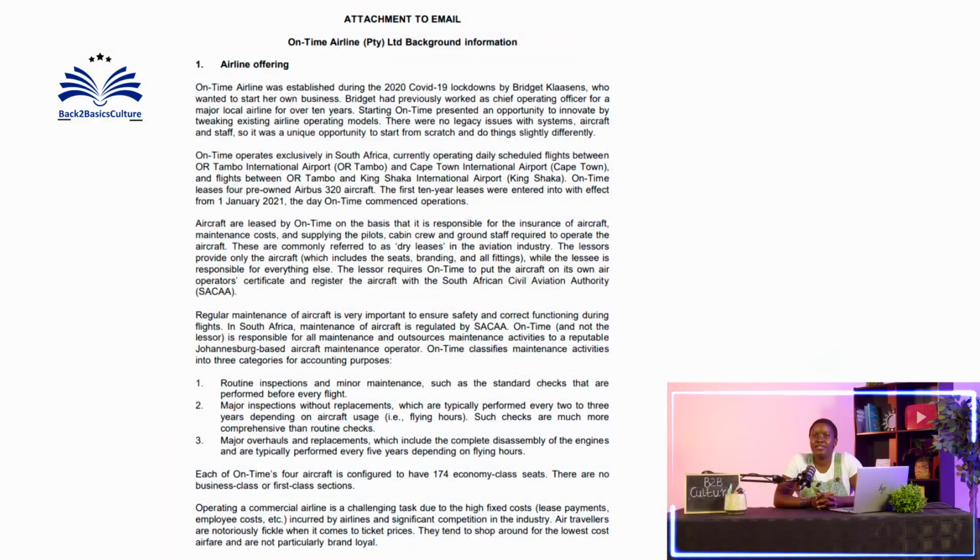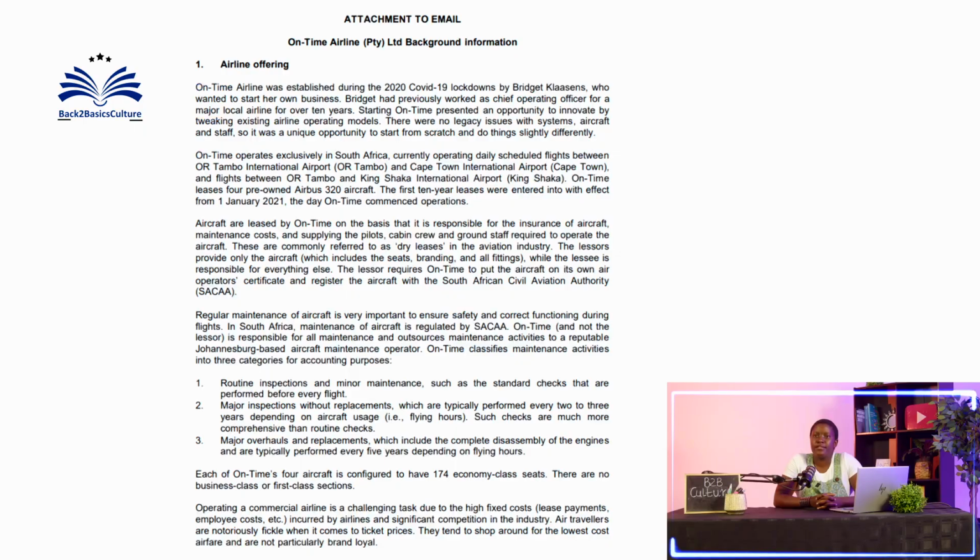Okay. On Time leases 4 pre-owned Airbus 320 aircraft. Okay, so this is where I would stop and ask myself, these guys said they want to innovate and do things slightly differently. So quickly I go check, does FlySafair disclose anywhere the type of aircraft that they use? Is it Airbus 320s? Is it good? Is it bad? Could there be some innovation? Are there other aircraft we can make sure we are leasing that will be more efficient? Okay. The first 10-year leases were entered into with effect from 1 Jan 2021, the day On Time commenced operations. Cool, nothing there. Then we move on to the next paragraph.